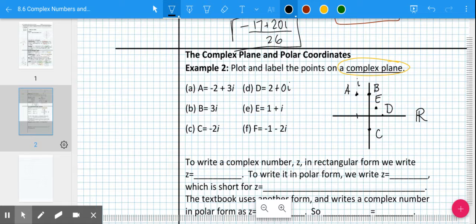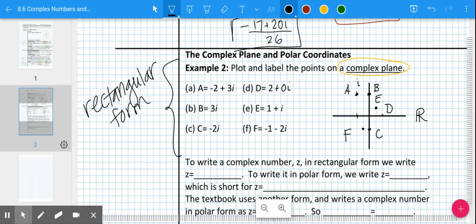And then F will go left 1, down 2, and be here. So we have done this probably in an Algebra 2 class. This is just plotting points. I'd like to emphasize, again, that all of these points are in the form called rectangular form, where we have a real component and an imaginary component.